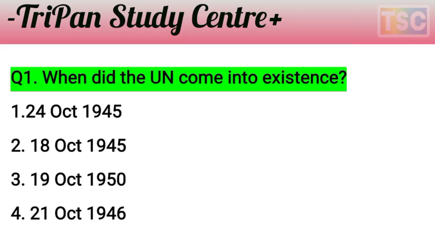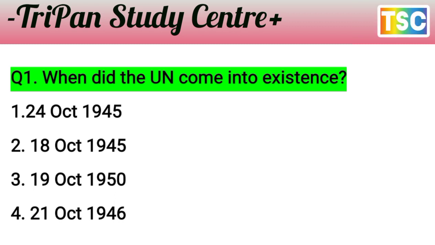The first question arrives here, and that's important. When did the UN, United Nations, come into existence? Option 1: 24 October 1945. Option 2: 18 October 1945. Option 3: 19 October 1950. Option 4: 21 October 1946. You know that this is the most important question.